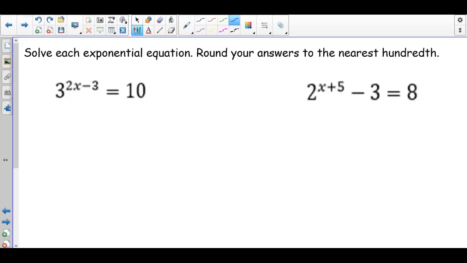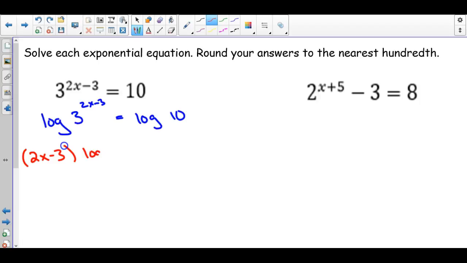In this first problem, I have 3 to the 2x minus 3 equals 10. So the first thing I'm going to do is apply this log to both sides. So log 3 to the 2x minus 3 equals log 10. And then same thing that was done in that example, the 2x minus 3 I'm going to bring down as a coefficient. And then I'm going to rewrite that next to the log 3 and set that equal to log 10. So the next step then, I wouldn't want to distribute the log 3. We can divide both sides by log 3.